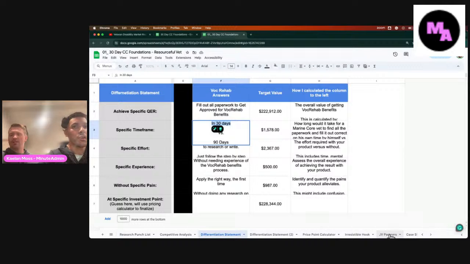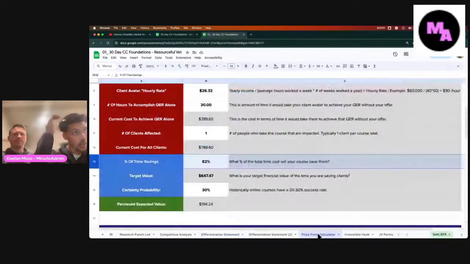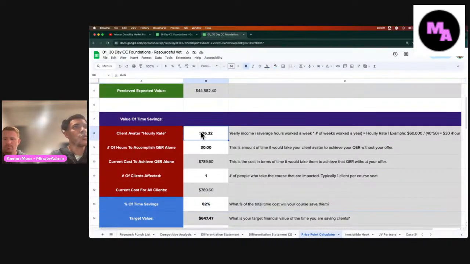So let's look at this. All right. We've got to think about this calculation here. So they're making $26 an hour. If they were to do this on their own, you're telling me it would take them 30 hours. So you're saying either 30 hours or 90 days. You've got to pick one. It's going to take them 90 days.